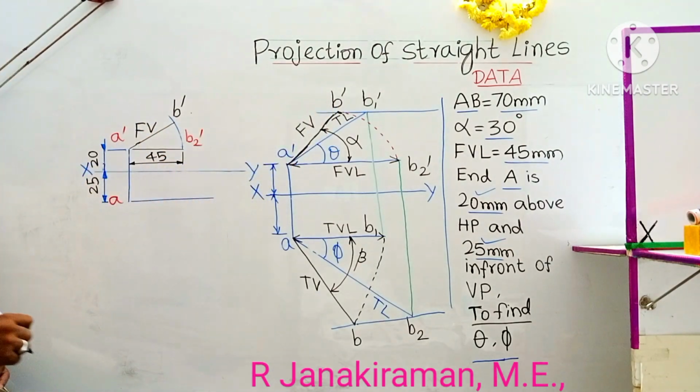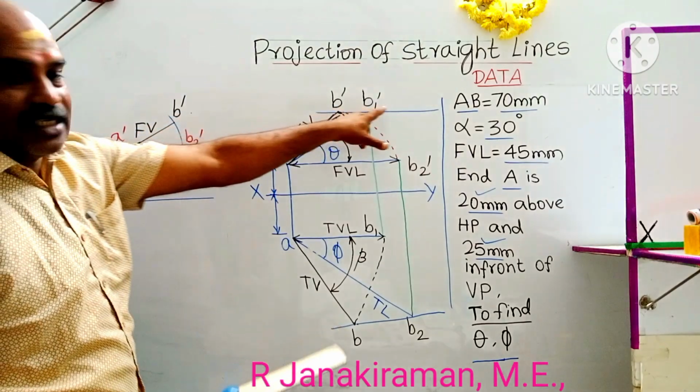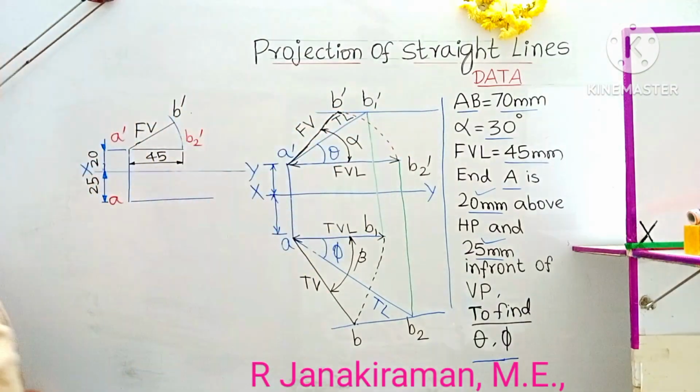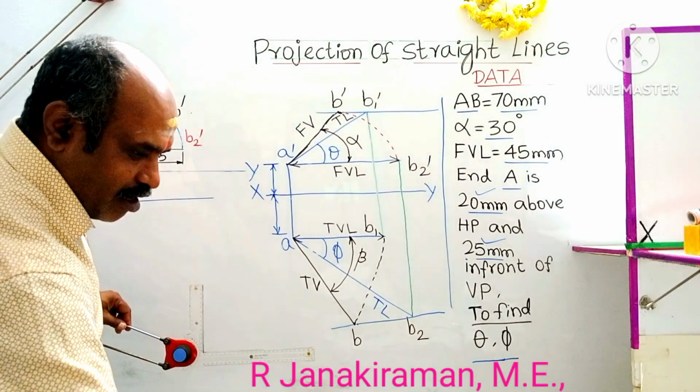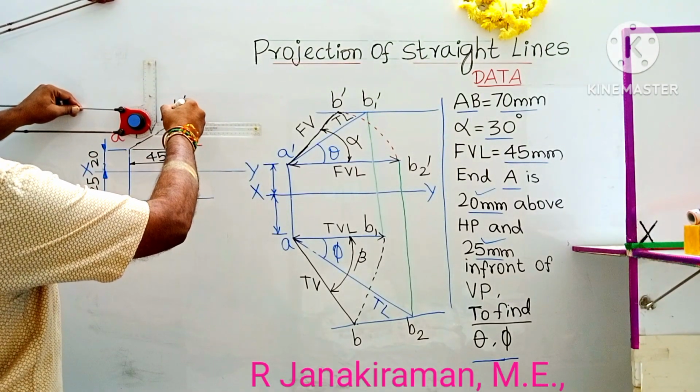Okay, so next you have to draw a locus line passing through B1 dash. That is this line. Take your draft scale. Draw a horizontal line called the locus line passing through B dash.